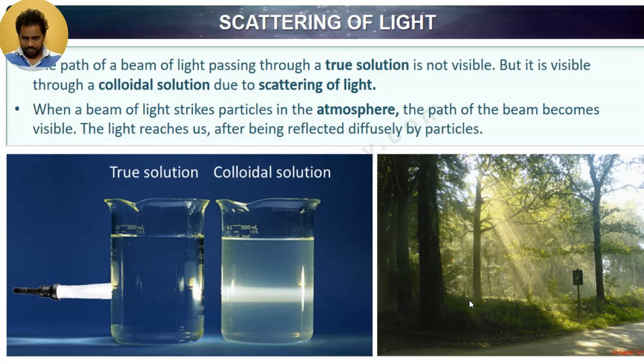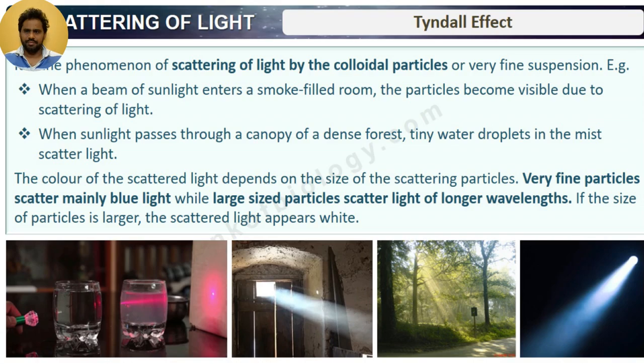Okay. So what is scattering? Scattering happens in the atmosphere, and it is happening because the light is reaching us after being reflected diffusely by the particles. Now the phenomenon of scattering of light by colloidal particles or very fine suspension. When a beam of sunlight enters a smoke filled room, see, this is a smoke filled room, a beam of sunlight has entered it. Okay, the particles become visible due to scattering of light.